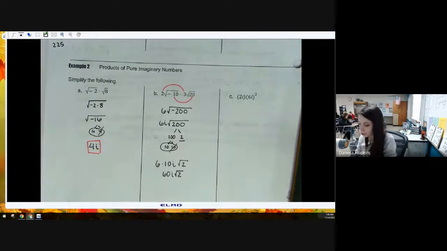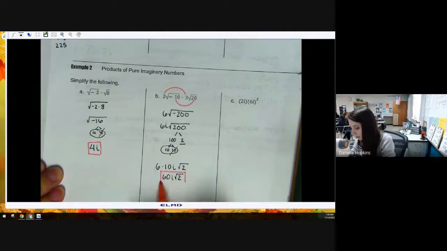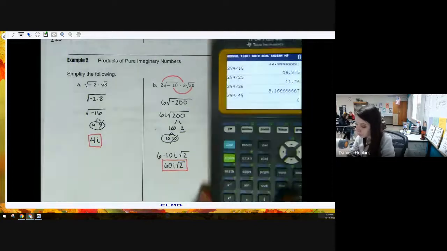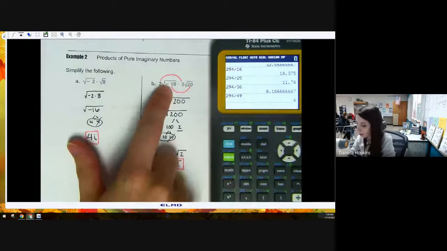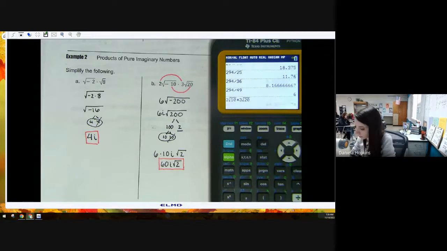The biggest danger, honestly, with these is there's a lot of little moving parts, and you might lose something. So just watch yourself on that. There is a way to check your answer, sort of. You can just disregard the negative, and you can do 2 times the square root of 10 times 3 times the square root of 20, and you'll get this ugly decimal.